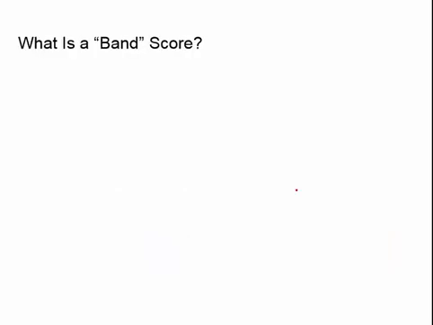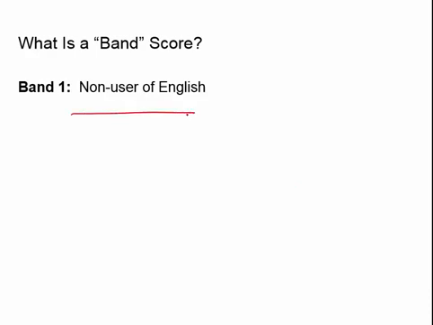All right, so your scores 1 to 9 are called band scores. So what is a band score? Well, the easiest way to think about it is to look at how the IELTS defines what each band score means. Starting with band 1, a band 1 is basically a non-user of English. This person cannot really understand English, cannot speak, cannot write. This person has basically no skills in English.